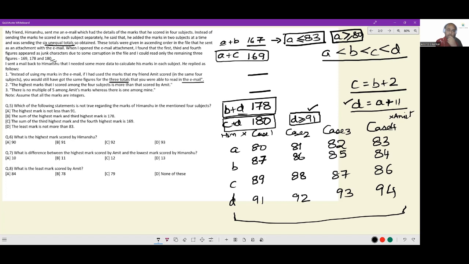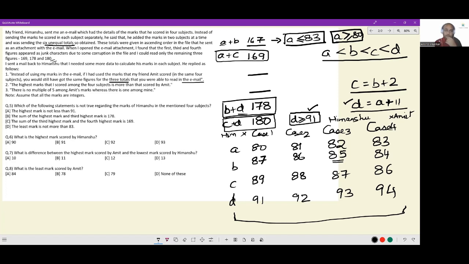Okay. Next, last line. There is no multiple of 5 among Amit's marks, whereas there is one among mine. This cannot be Himanshu. This case has no multiple of 5. Case 3 has a multiple of 5, and this can be Himanshu. So now we know for certain this is Himanshu.